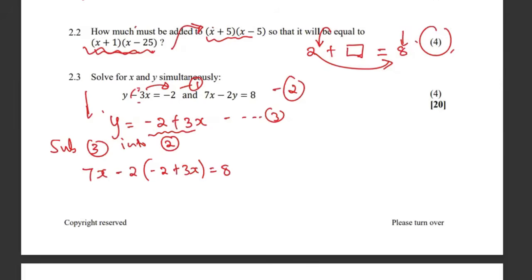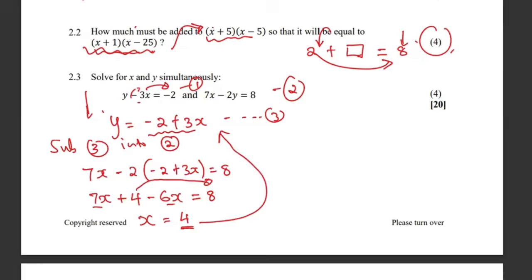So now we have just one unknown, which is favorable. So it's 7x. This and that will give us a plus 4. This and that is negative 6x is equal to 8. Then we know that 7 minus 6 is just 1x. Let's move this 4 to that side. It's going to be 8 minus 4, which gives us a 4. So our x is 4. To get the value of y, substitute into equation 3, meaning it's negative 2 plus 3 times 4. So negative 2 plus 12, which gives us just a 10.